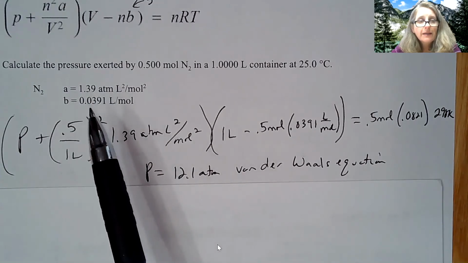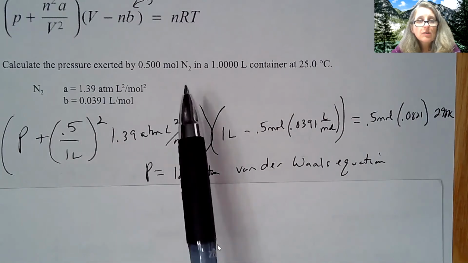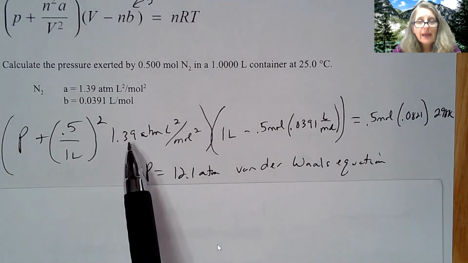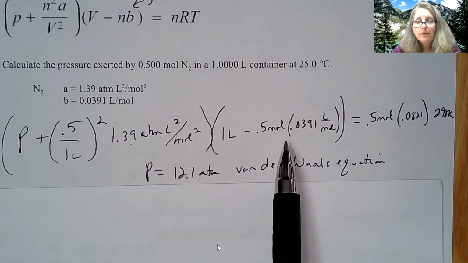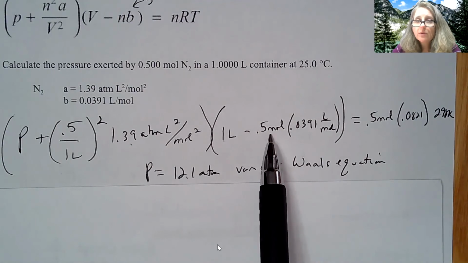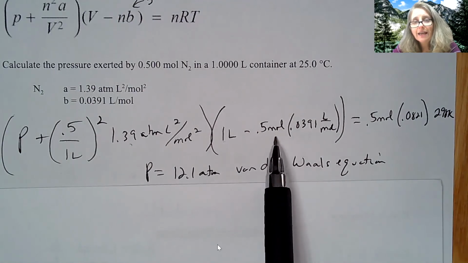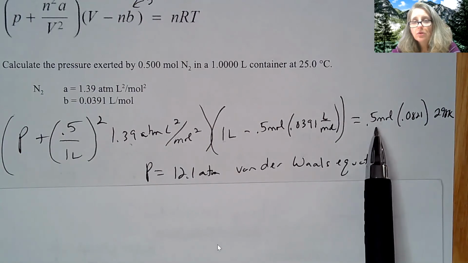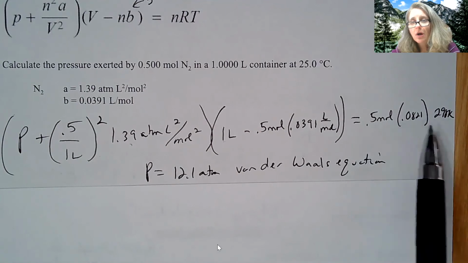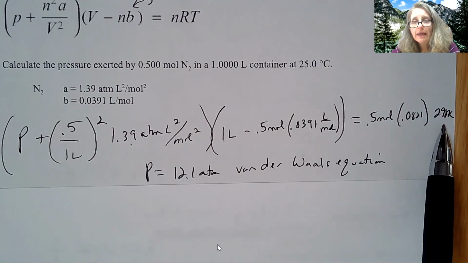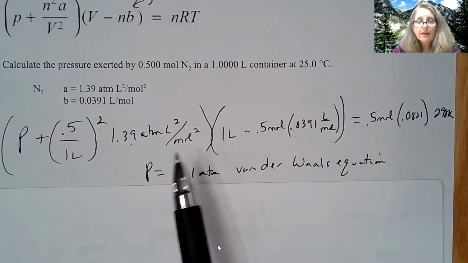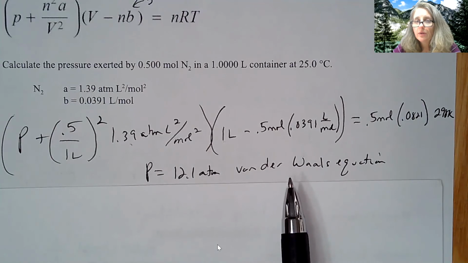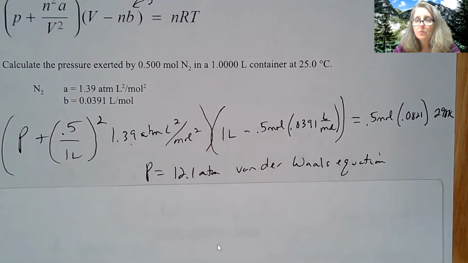So I have an A and a B given here, so I can find the concentration of 0.5 in 1 liter. I'm going to square that and multiply that by A. And then my volume is 1 liter. I'm going to subtract the 0.5 moles of that gas times its constant. Again, the constants are related to the particular gas. This is equal to the moles, 0.5, times R times T, the 298 Kelvin. When you plug that all in, you get a pressure of about 12.1 atmospheres according to the van der Waals equation, accounting for the fact that it's a real gas.